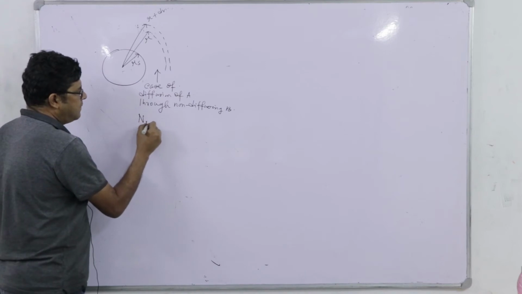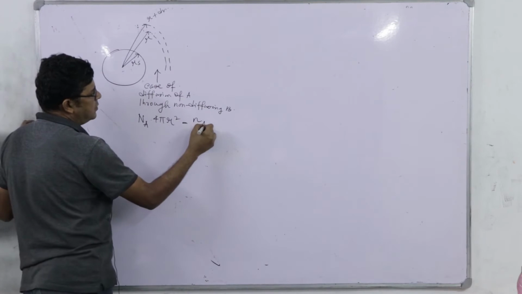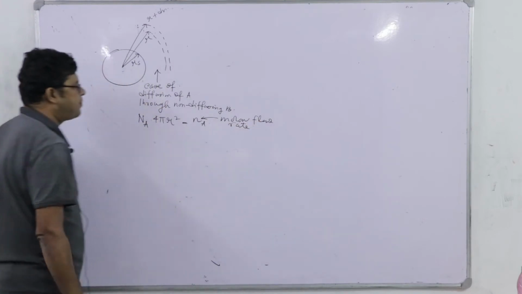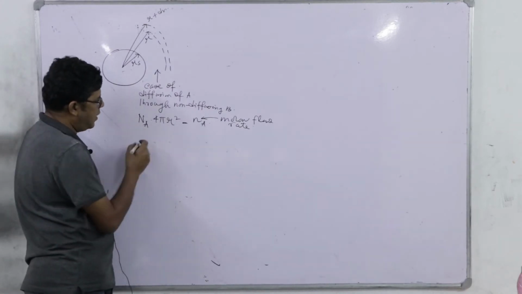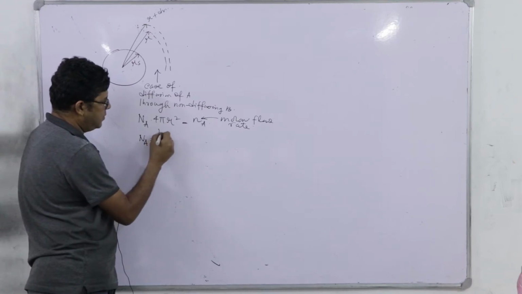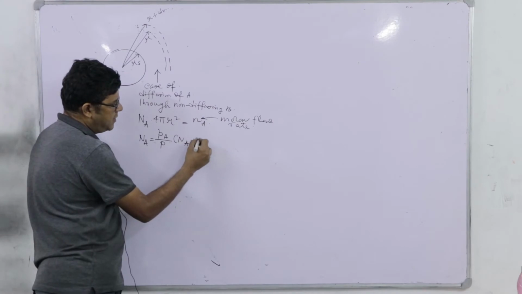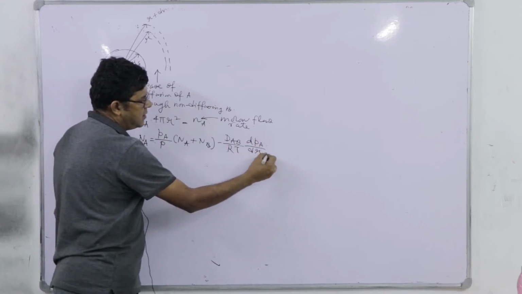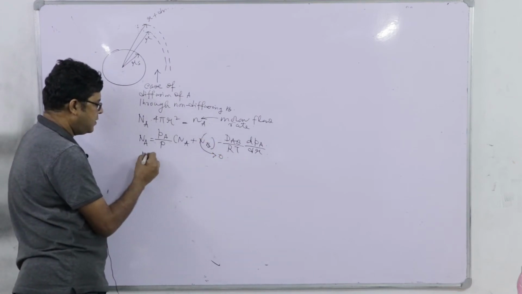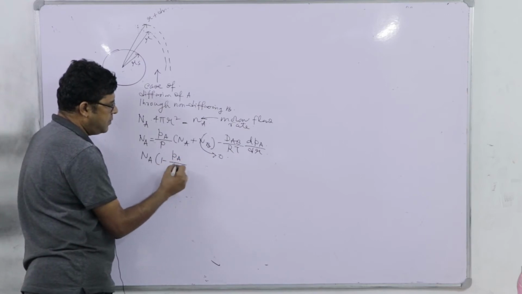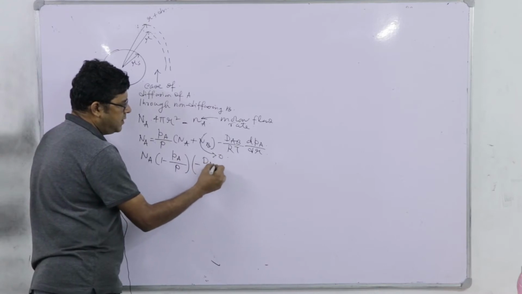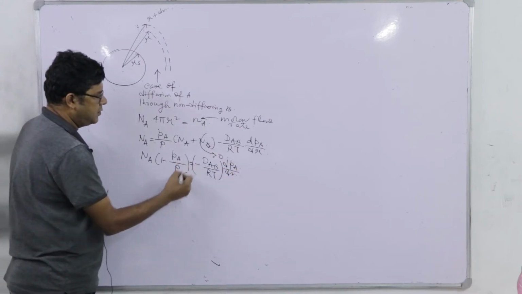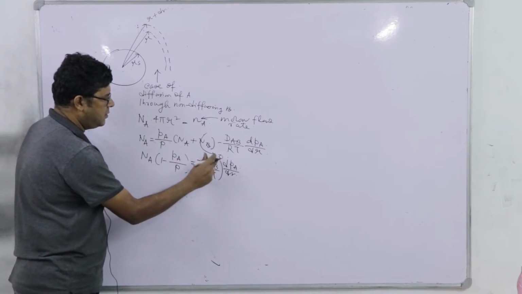So, what you can write is Na into 4 pi r square is equal to small na, where small na represents the molar flow rate, not the flux. Now, how can we write this Na? We will again go back to the basics: Na equals Pa divided by P, into Na plus Nb, minus Dab by Rt into dPa dr, and Nb equal to 0. So, Na into 1 minus Pa by P is equal to minus of Dab by Rt into dPa dr.